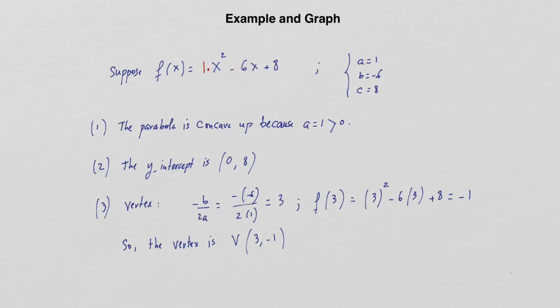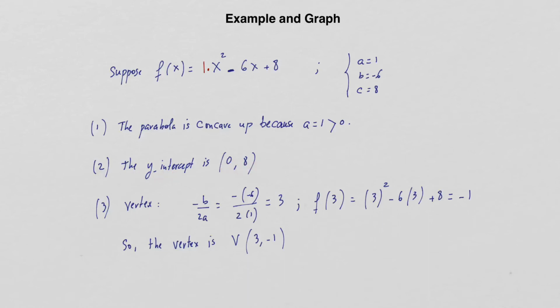B is -6. Don't say 6. There is a negative sign here. So it's -6. Let me highlight the negative sign. Okay? And then C is 8. So first step, is the parabola concave up or down? Well, we know A is 1, which is positive. Therefore, the parabola is concave up. I already know how the parabola is facing just by looking at 1 in red. Okay? The y-intercept, I refer back to C. Now C is 8, so my y-intercept is not 8. It's 0, 8. It's a point.